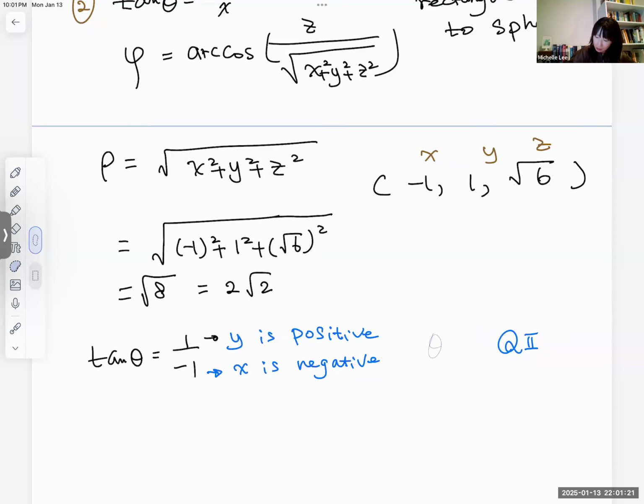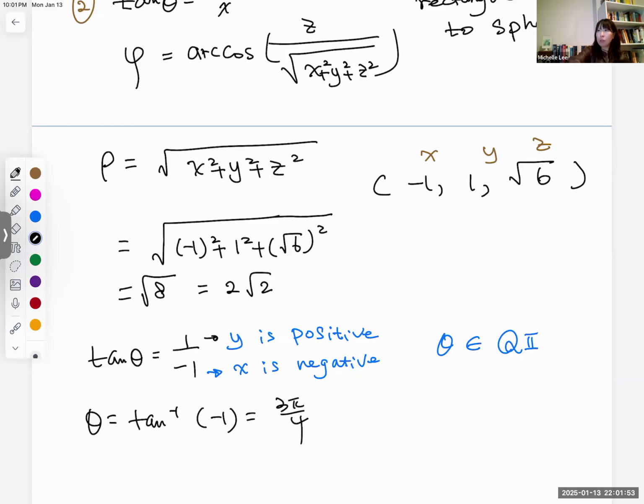So theta will be, almost done, we can easily find the inverse tangent of -1. So what do you get? 3 pi over 4. Excellent.